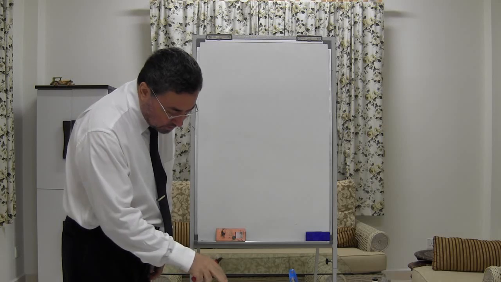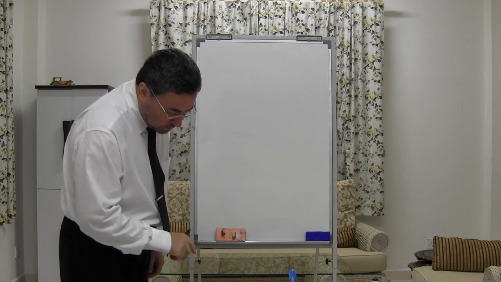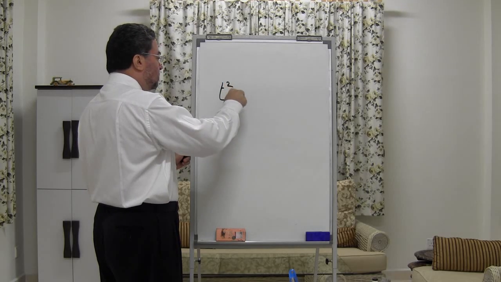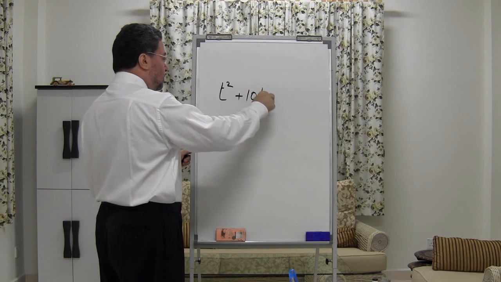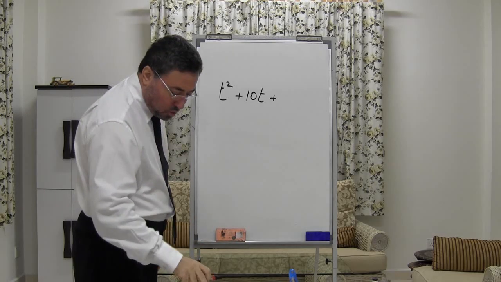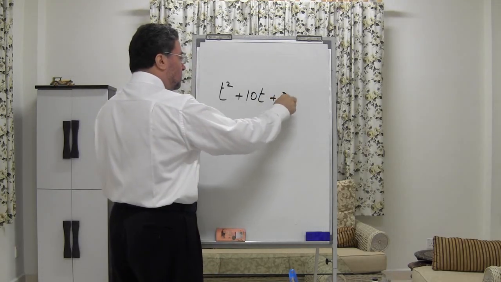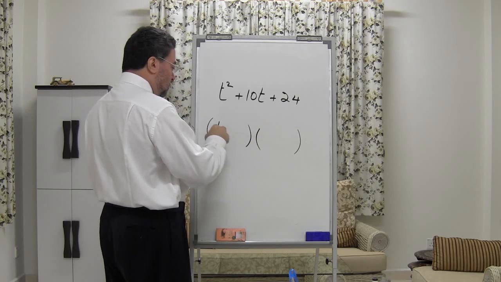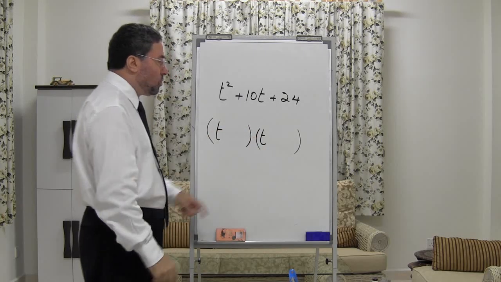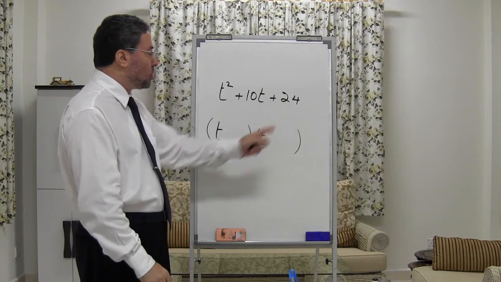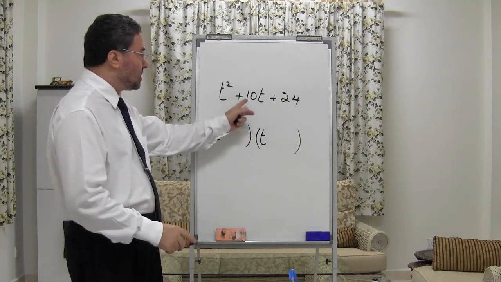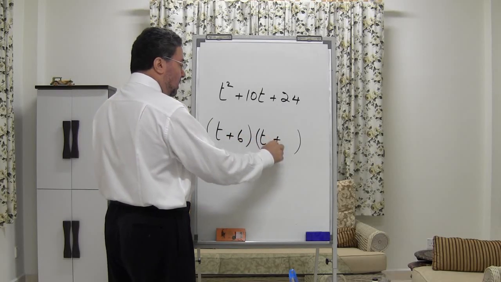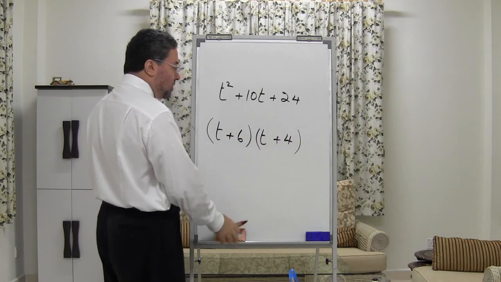Next is number 14, t squared plus 10t plus 24. Here we are looking for two factors of the number 24 whose sum is 10, and all our numbers are positive, and in this case that will be 6 and 4.